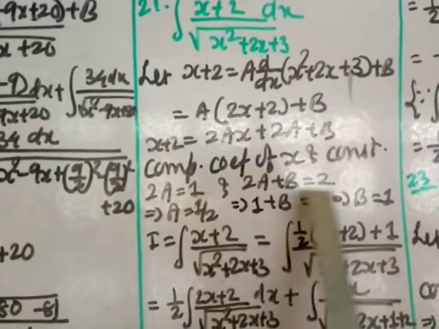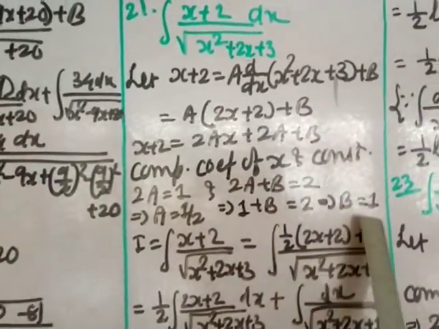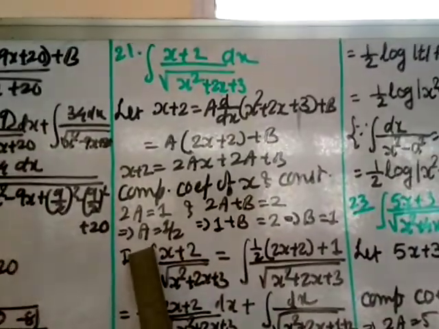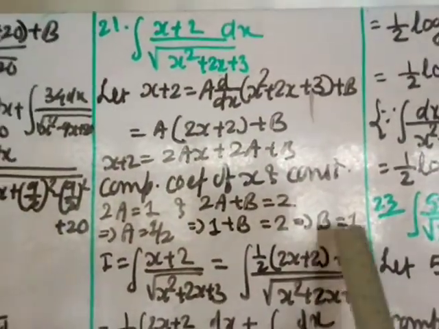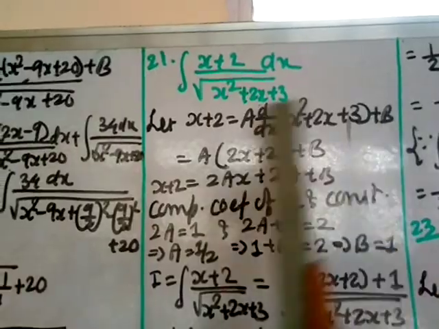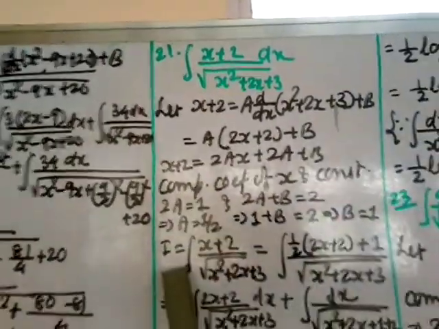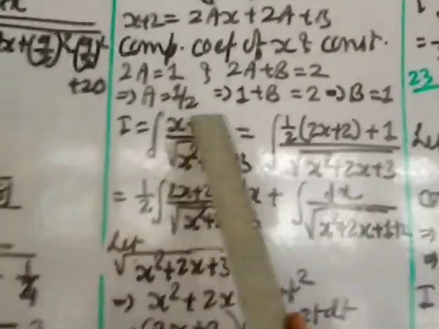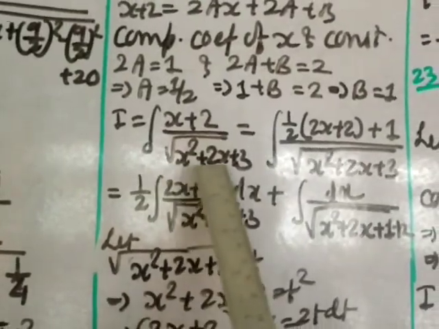This one you transfer here becomes minus 1. So 2 minus 1 gives you 1. So a value is 1 by 2 and b value is 1. Okay, now we'll put this value instead of a and b, and this value will be placed instead of the numerator. Okay, so I put here I is equal to integral x plus 2 divided by square root of x square plus 2x plus 3.